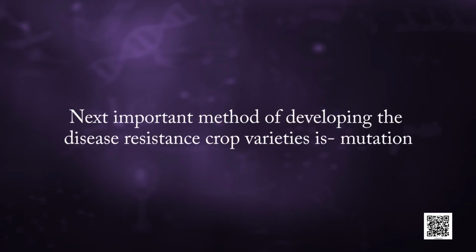Next important method of developing disease resistant crop varieties is mutation. Inducing mutation in plants through diverse means and then screening the plant material for resistance sometimes leads to desirable genes being identified. Plants having these desirable characters can then be either multiplied directly or can be used in breeding.